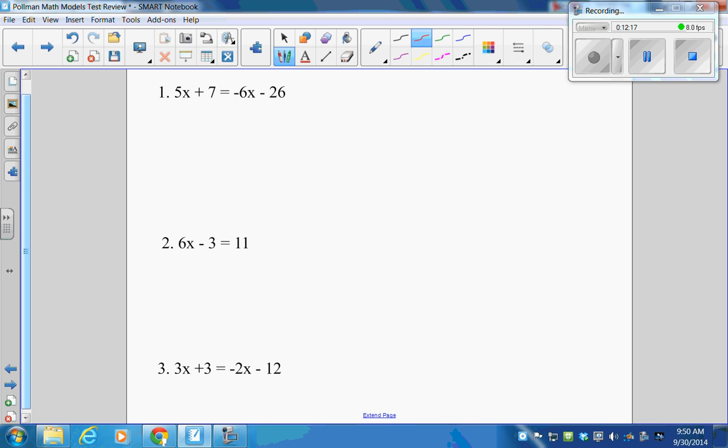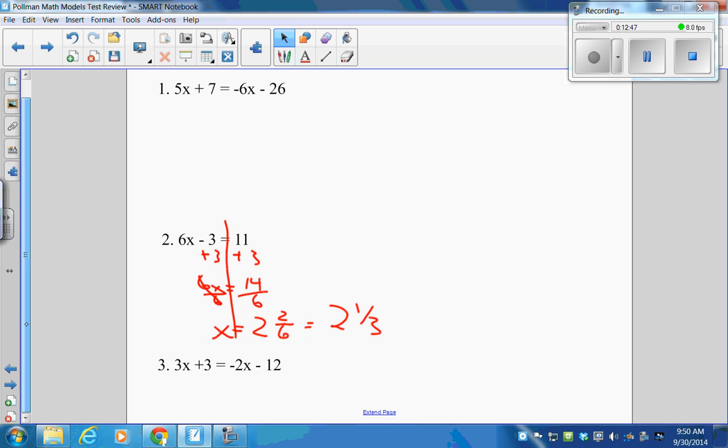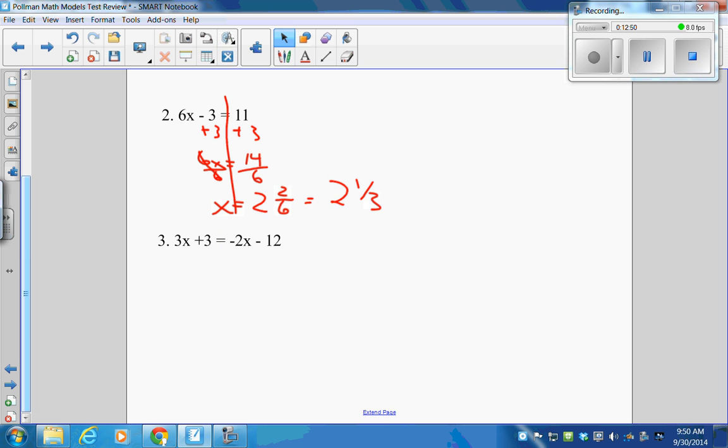Second one is much easier. What I have is 6x minus 3 equals 11. So plus 3, 6x equals 14, divide by 6, divide by 6. Some of the numbers on this test may not go in evenly, so it's okay to use mixed numbers. So I got rid of that 6. 6 goes into 14 2 times. My remainder is 2 over 6, and that reduces to 2 and 1/3.